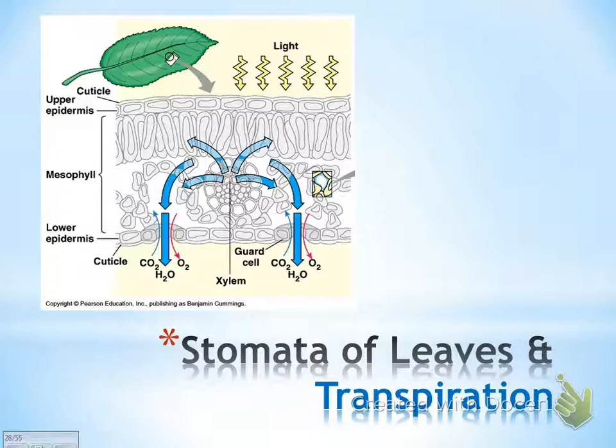Okay, so remember that leaves have openings called stomata on the bottoms of the leaves. And the purpose of this stomata is to let CO2 in and oxygen out. So remember that oxygen comes from the light reaction. CO2 is used for the Calvin cycle. Remember, the loss of water is called transpiration.